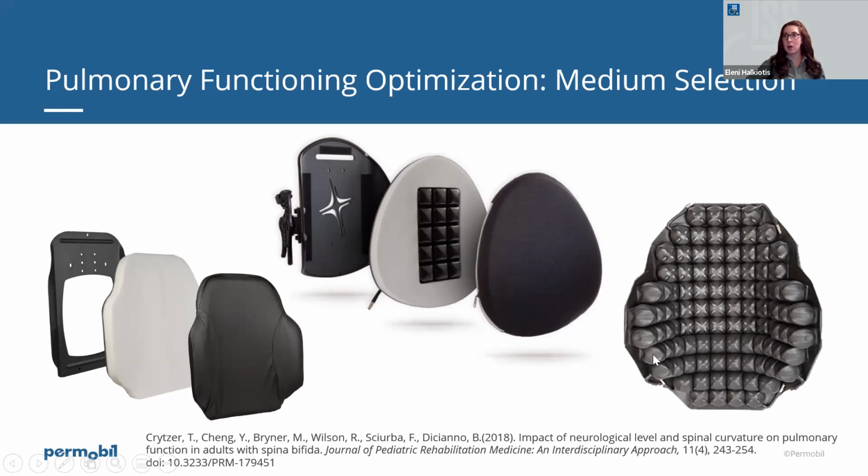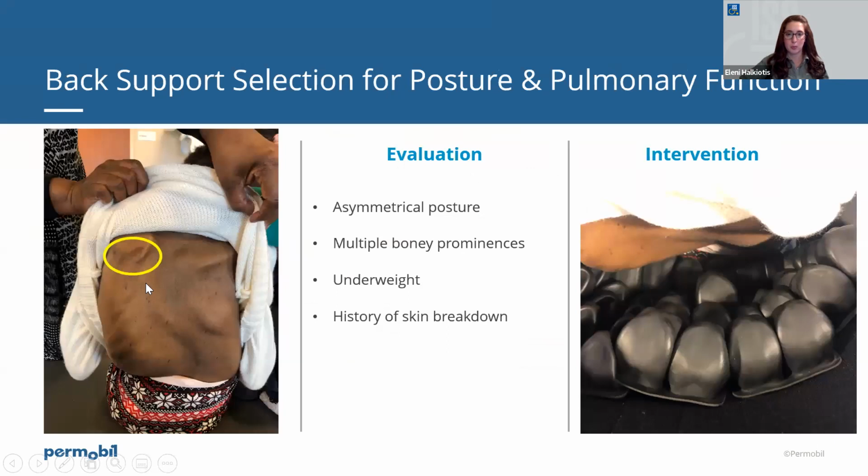And when we're thinking about normal being 4 to 6 centimeters of chest expansion, we want to use a medium within our back support that can promote this. We definitely don't want to send our clients home with back supports where they can never take a deep breath. But fortunately, with inflatable air, it offers a lot more freedom of movement than your traditional foam inserts.